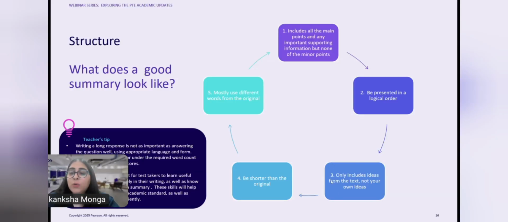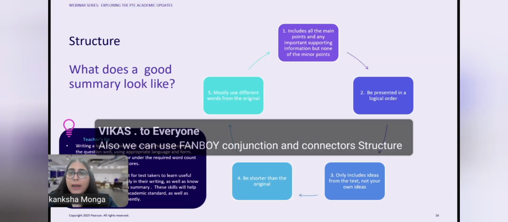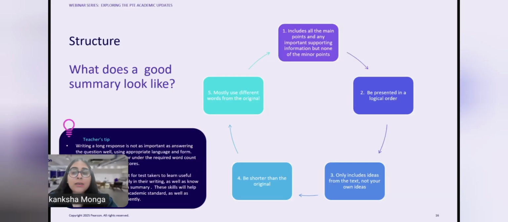Then it only includes ideas from the text, not your own ideas. So there is no need to add personal opinions or personal ideas to this summary. Summaries anyway mean that it has to be a recap of everything that was in the text. So paraphrasing is all right and it's important, but adding new ideas or adding your own ideas is not recommended.